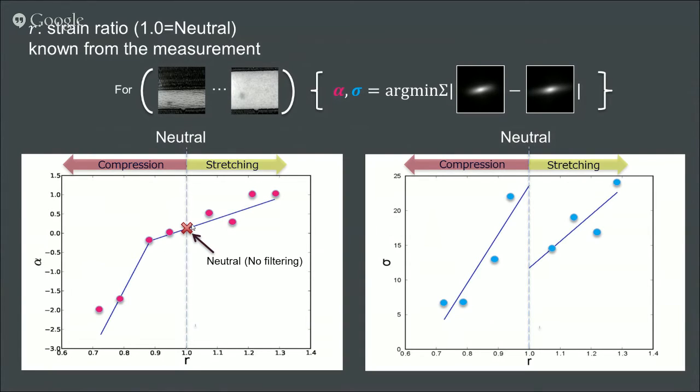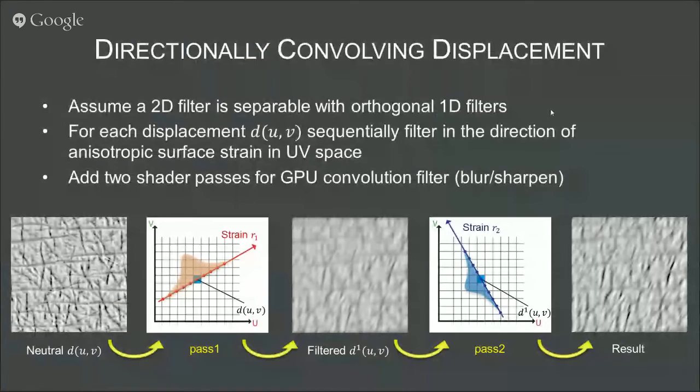Okay, so now we want to implement the skin microstructure convolution, and we want to do it efficiently. So we assume the 2D convolution filter is separable and sequentially perform 1D convolution twice in the direction of the 2D anisotropic strain in UV space. It can be done efficiently on the GPU, and you can simulate the microstructure deformation by just adding two shader passes to the existing rendering engine. So I think it should be pretty easy to integrate, and maybe the process could be even simplified.